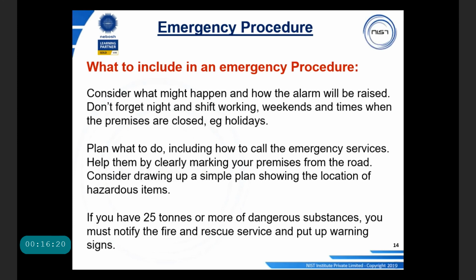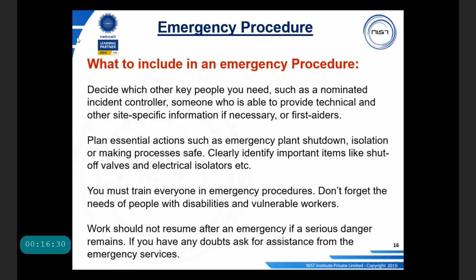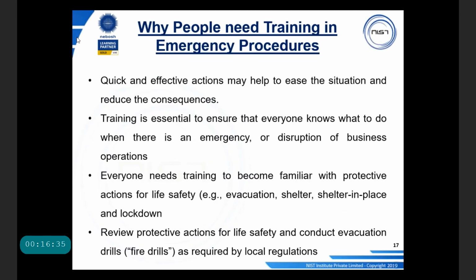Okay, so those are about emergency procedures. What to include in your emergency procedure? So these are those various details that need to be included in your emergency procedure. We've discussed all this. Okay, so let's proceed. Why do people need training in emergency procedures? We spoke about some points. Let's also see what the slide says.